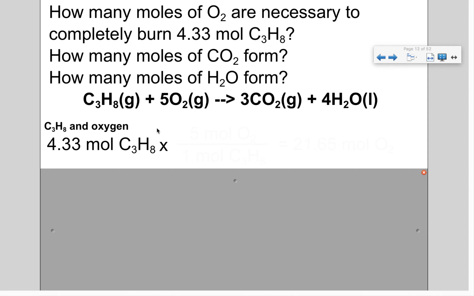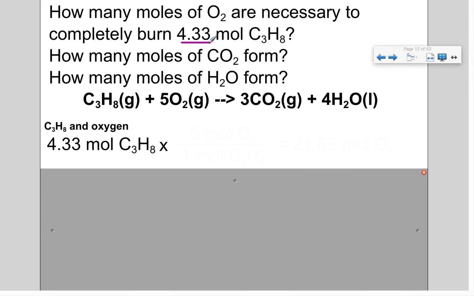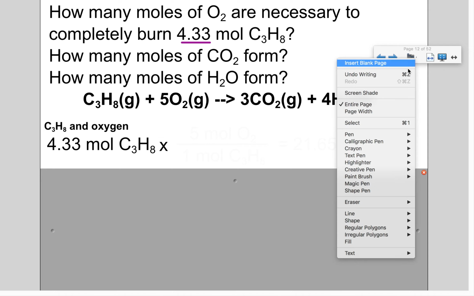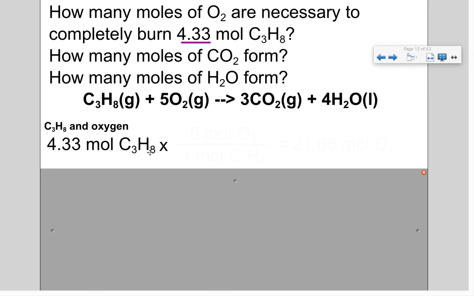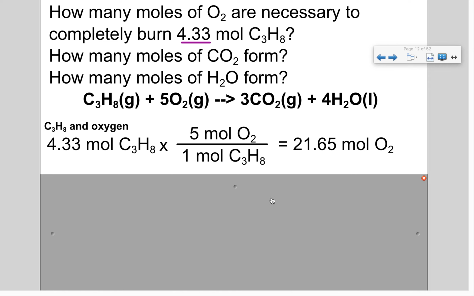How many moles of oxygen gas are necessary to completely burn 4.33 moles of C3H8? So this is my given right here. Start with that. Make sure the equation is balanced. It is balanced. I'm just going to let you know it is balanced. So start with what I'm given, 4.33. I want to get to oxygen. So C3H8, if I look here, 1's going to be on the bottom. I'm going to oxygen. 5's going to be on top. 4.33 times 5 divided by 1, 21.65 moles of oxygen gas.